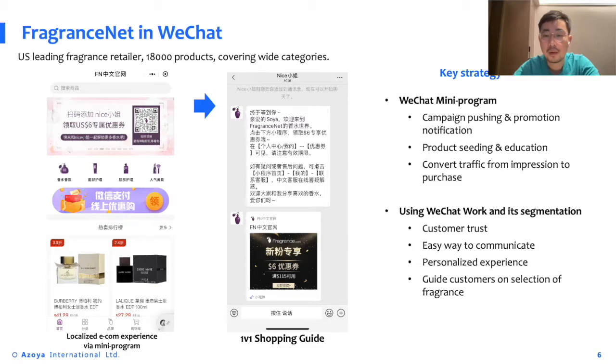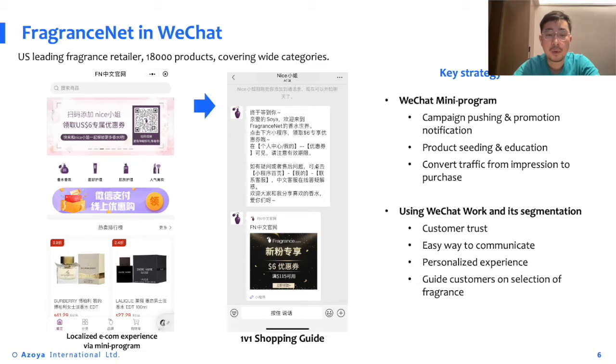The key strategy for FragranceNet in WeChat is twofold. The first is the WeChat mini program, and the second is WeChat Work. The mini program enables FragranceNet to synchronize the full assortment to WeChat, and consumers can select and buy from the same product range as the US website. It can also do product seeding and education. It also converts traffic from impression to purchase.